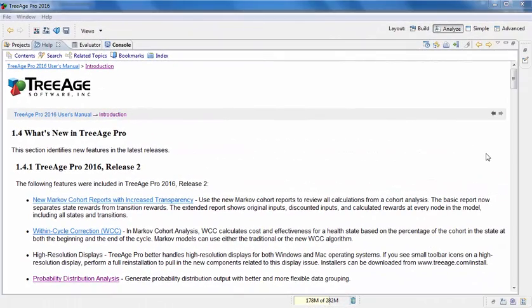In addition to the features that we've already talked about, there are some other improvements in TreeAge Pro 2016 Release 2. These can be found in section 1.4 of the help files, What's New in TreeAge Pro.